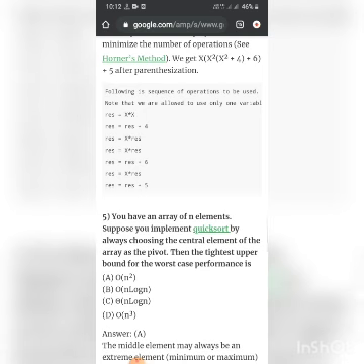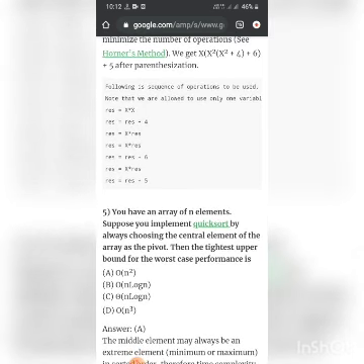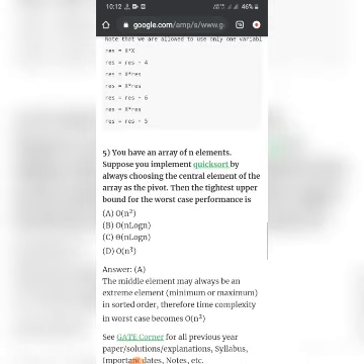And the fifth question is also a repeated question. You have an array of n elements. Suppose you implement quick sort by always choosing the central element of the array as the pivot. Then the tightest upper bound for the worst case performance is, and the answer is A.